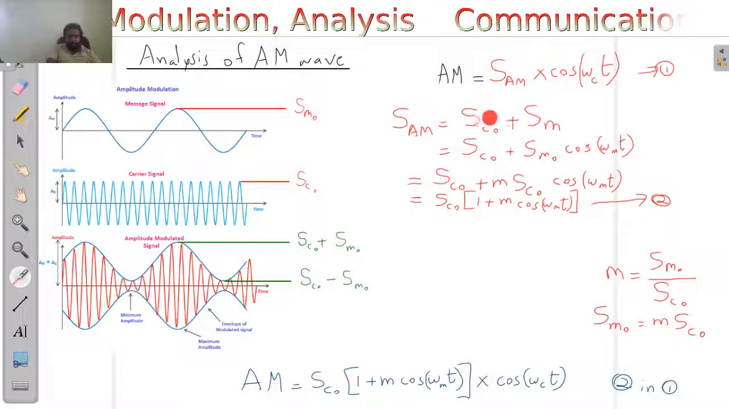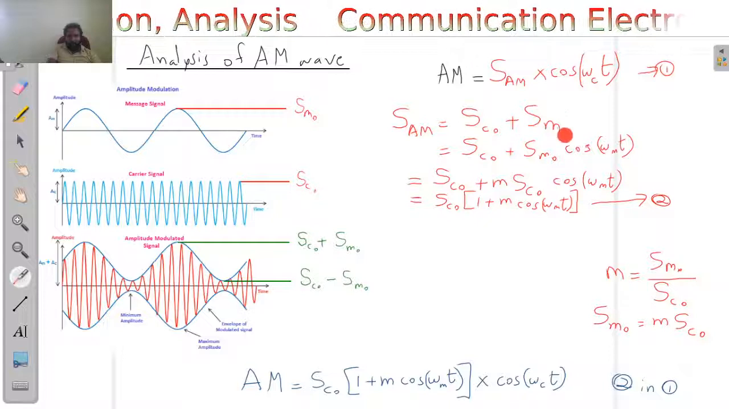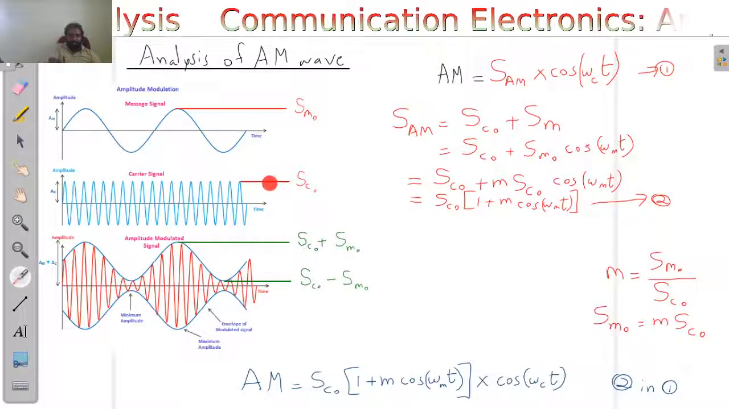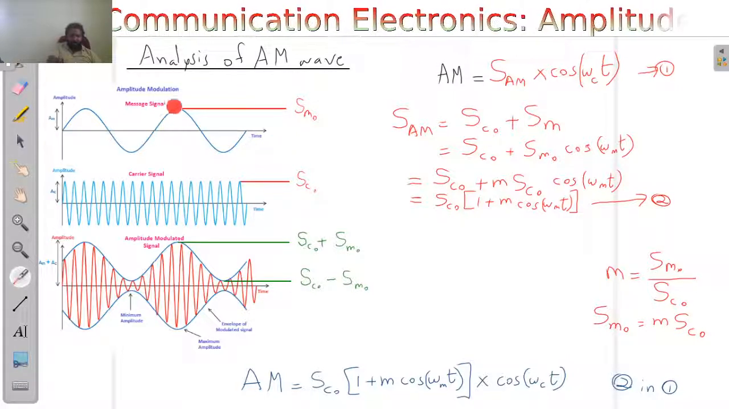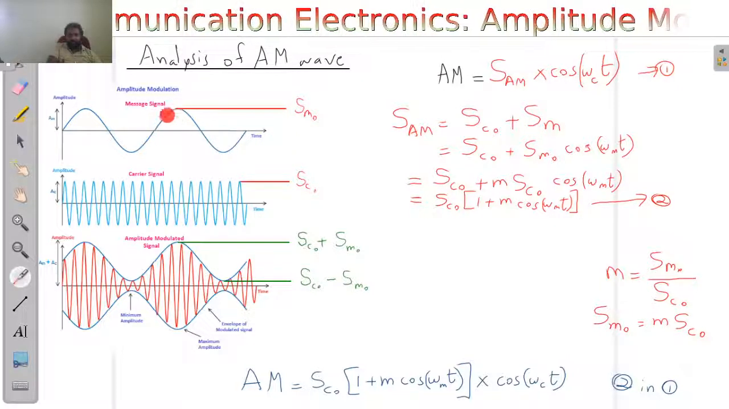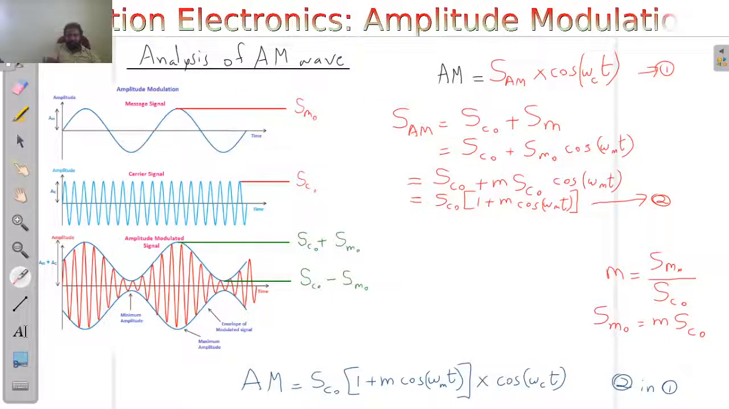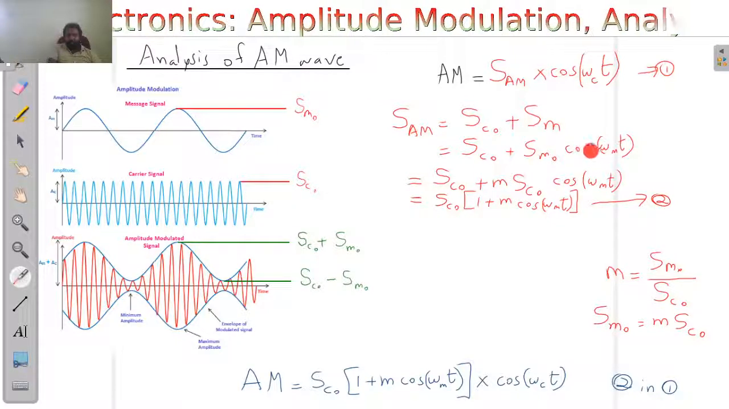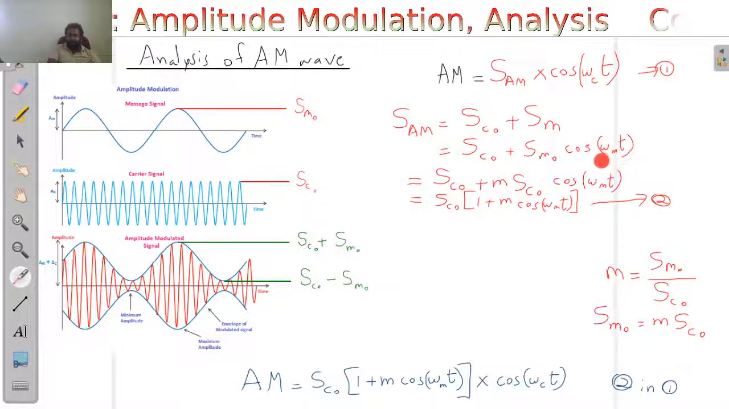That is why SC0 plus, and SC0 plus what? It is SC0 plus SM. Why? Because it changes from SC0 towards the upper side or towards the lower side according to the message signal. So this is your SM and this peak is SM0. So I am writing SC0 plus SM, and then I substitute what SM is. SM is SM0 cos omega mt.